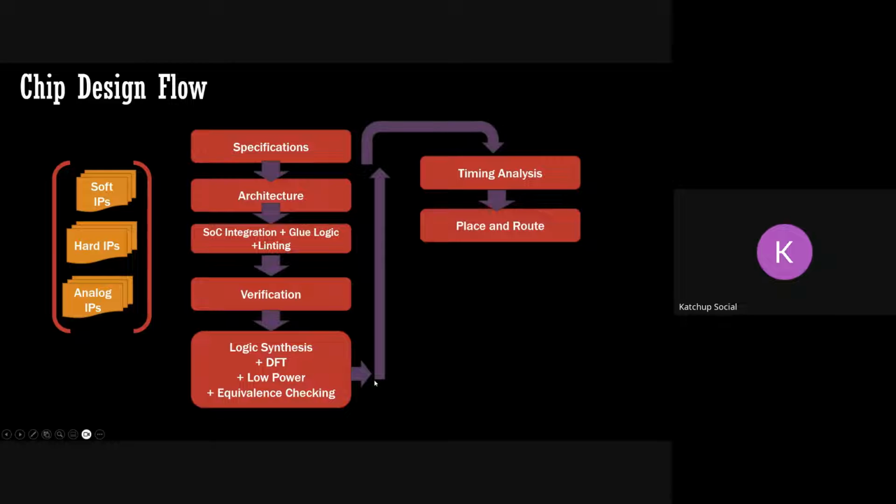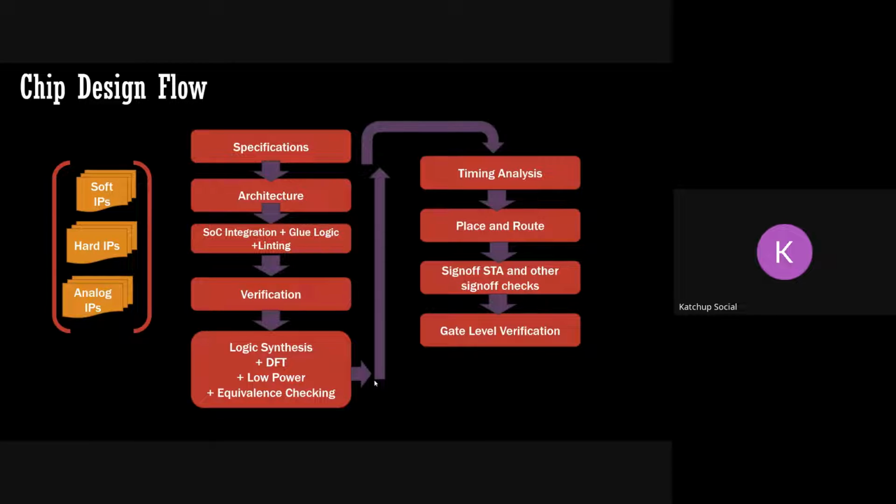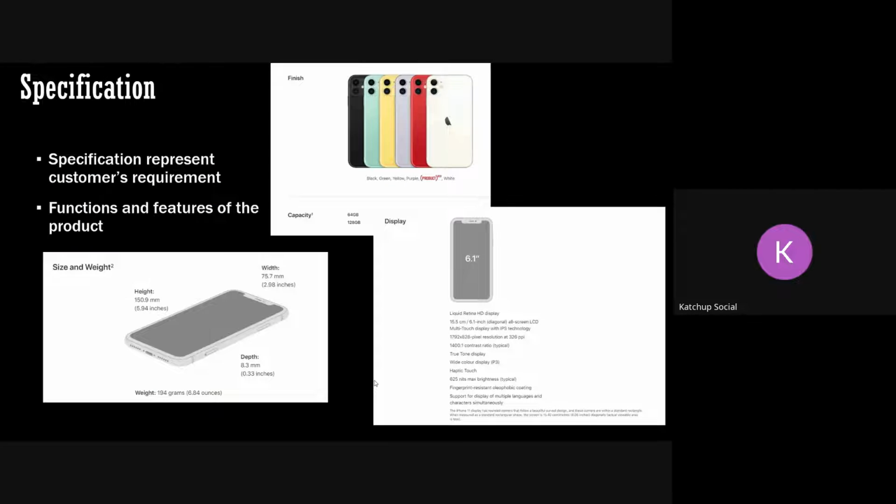Go into place and route, go into static timing analysis, sign off, gate level verification, and then you tape out the chip and give it to the foundry for fabrication. After that, testing and packaging is done. So what is specification, right?